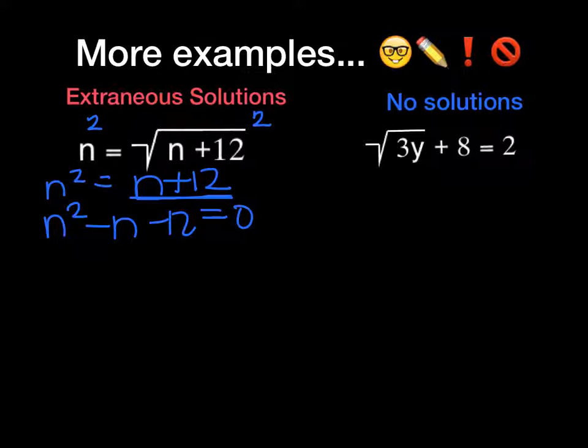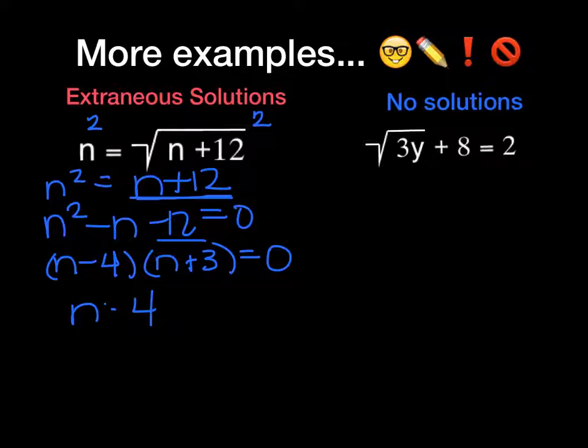Now I know that I want a product, so I can get this into the product of two binomials by factoring this. So since it's a quadratic equation, I am going to look for my two factors that multiply to negative 12 and add to be negative 1. So that would be minus 4 and plus 3, and that would be equal to 0. Well, then I can solve it. Well, n can be 4, and n can be negative 3. It looks like there are two solutions.